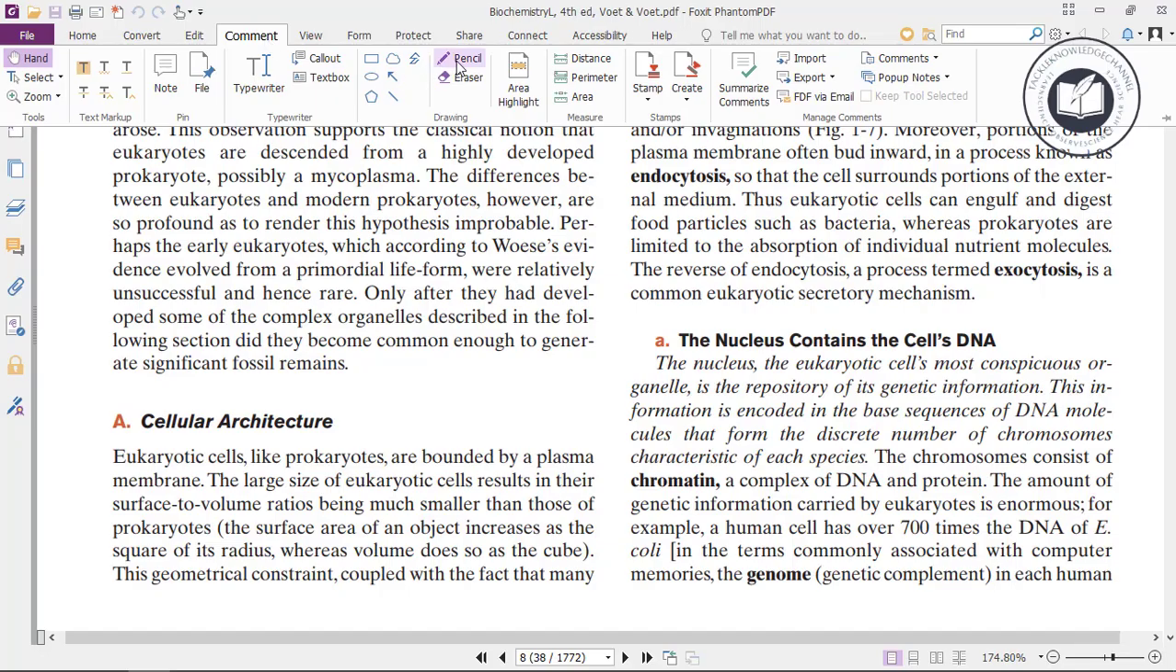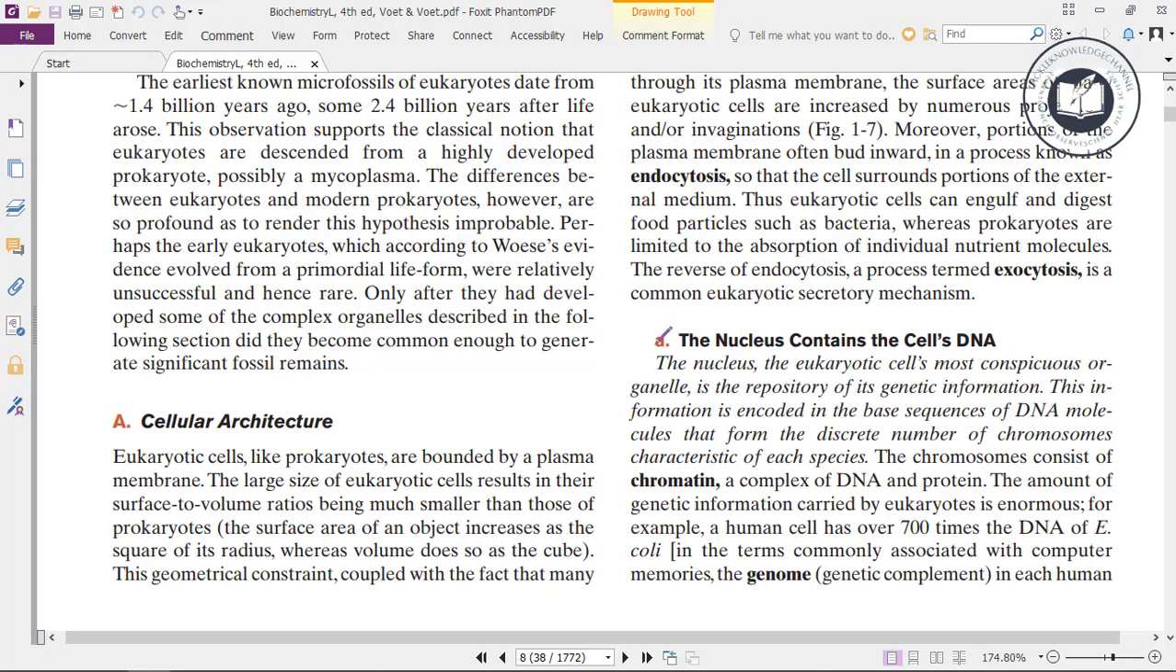Okay, so today we are going to discuss from here. The nucleus contains the cell's DNA. The nucleus, the eukaryotic cell's most conspicuous organelle, is the repository of its genetic information. So if we see the nucleus, this nucleus is present in the eukaryotic cell, where most conspicuous organelles are present along with the genetic information.